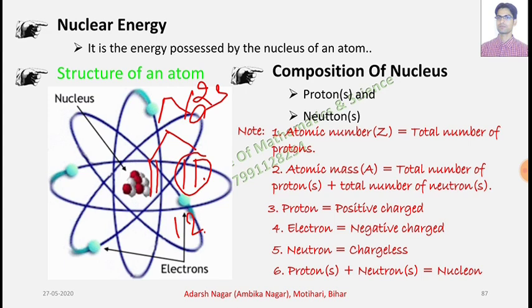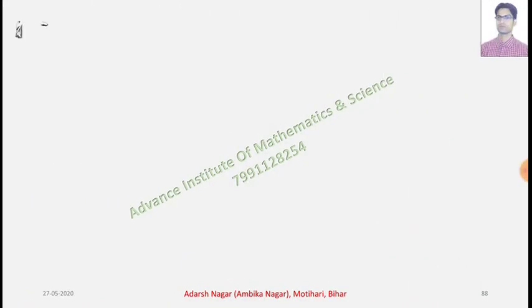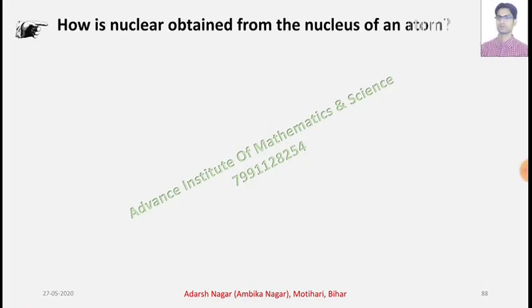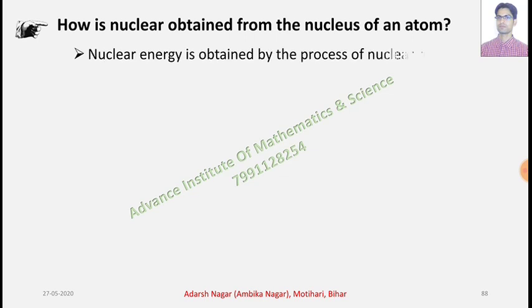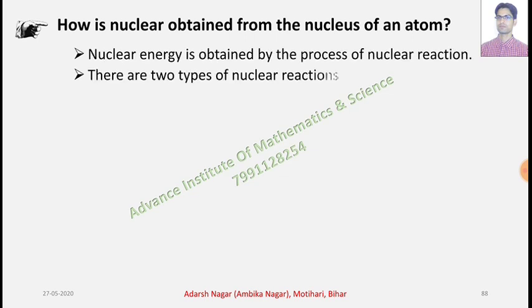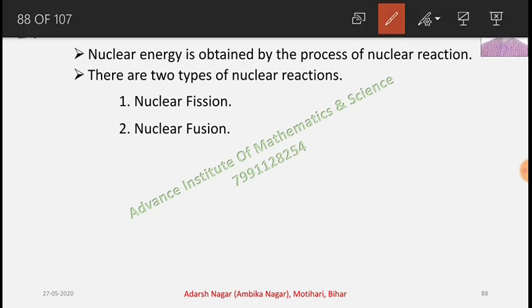Now how will we get nuclear energy? How is nuclear energy obtained from the nucleus of an atom? Nuclear energy is obtained by the process of nuclear reaction.